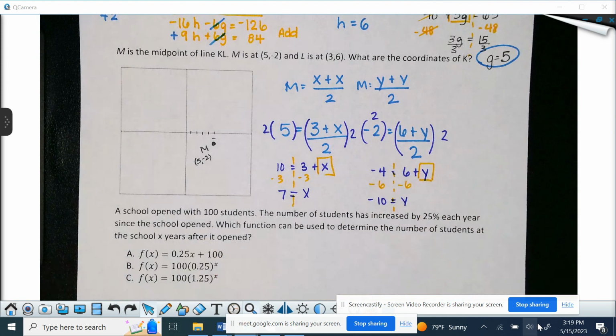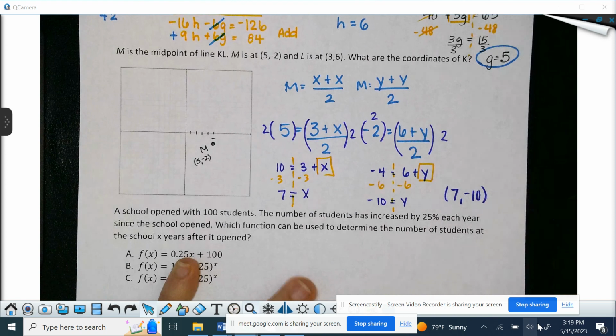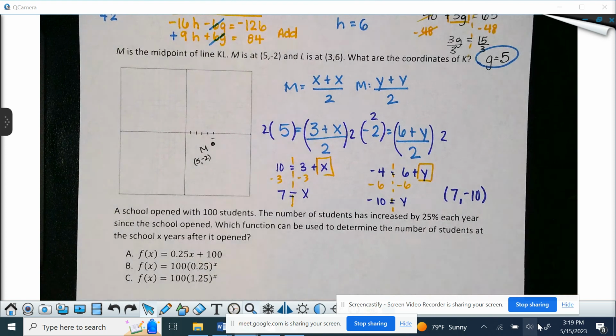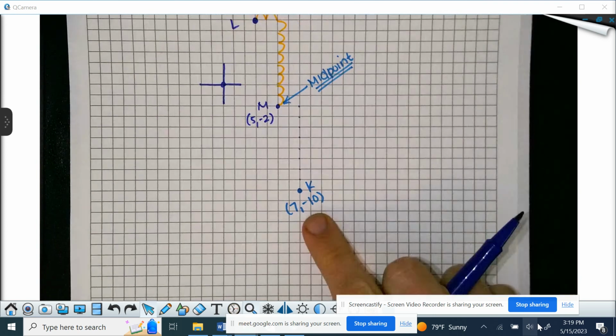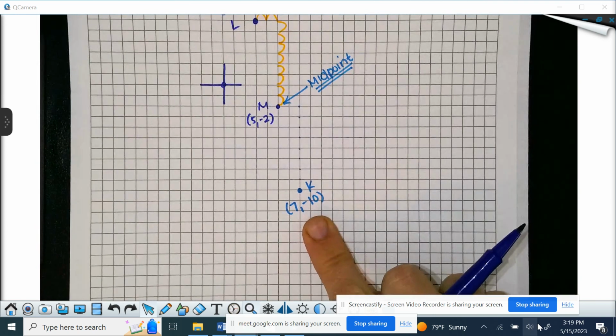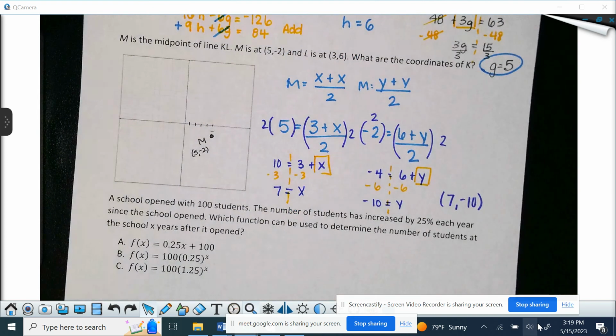So x is 7. Y is a negative 10. So that's the algebraic way of getting that 7, negative 10 versus your graphing way, again, of getting 7, negative 10. So you have options. Okay. Very likely to be an inactive question, but you do have graph paper.